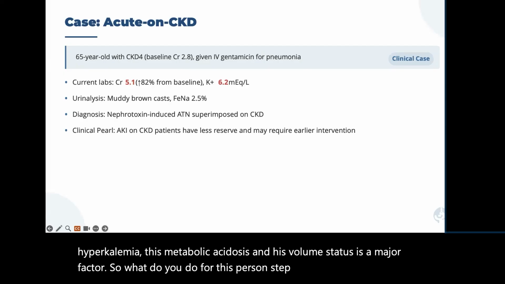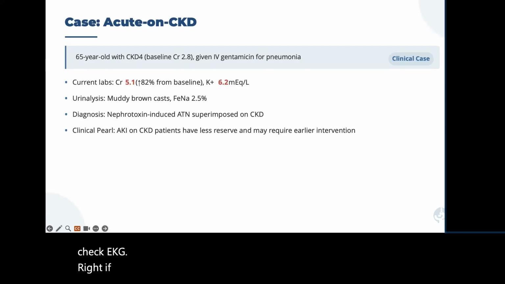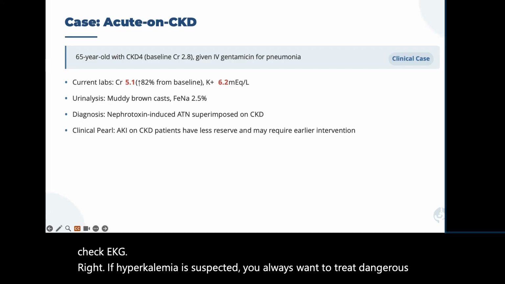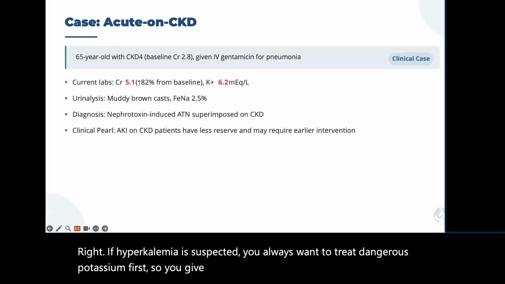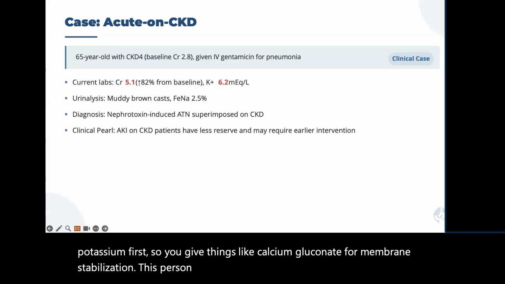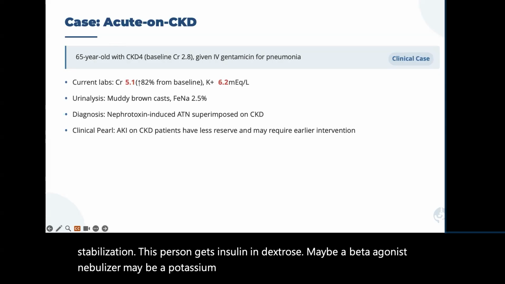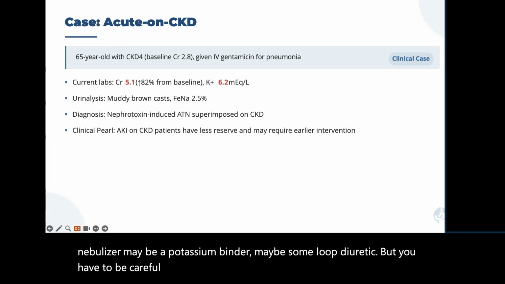Step one, cardiorespiratory check, EKG, right? If hyperkalemia is suspected, you always want to treat dangerous potassium first. So you give things like calcium gluconate for membrane stabilization. This person gets insulin and dextrose, maybe a beta agonist nebulizer, maybe a potassium binder, maybe some loop diuretic, but you have to be careful because the creatinine's already elevated, if volume allows.